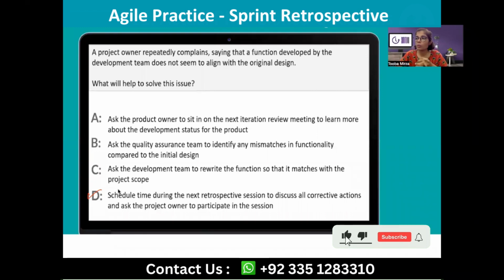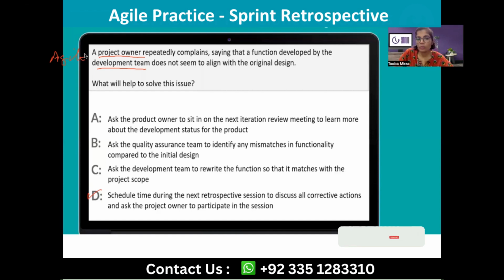Because in this, the project has not been completely done. It is still under development. And when the project owner is repeatedly complaining about something that is not aligned with the original design, the one that was discussed and finalized. So in this, when we have meetings in between, everyone can participate and discuss, because we still have time to take corrective action. Not that. Anyone else? One more perspective, and then I will explain.